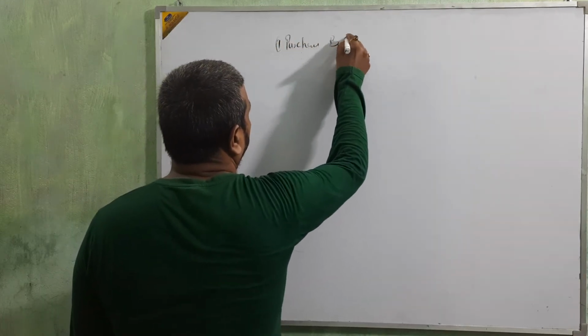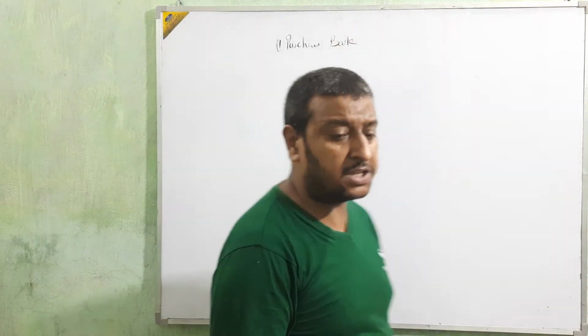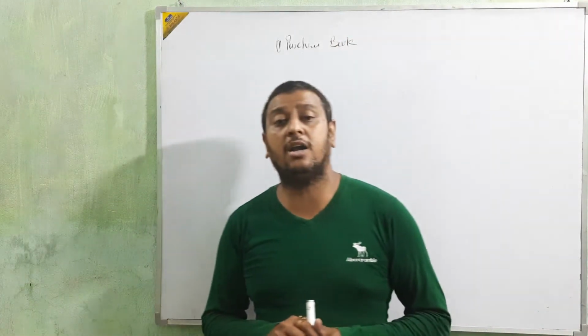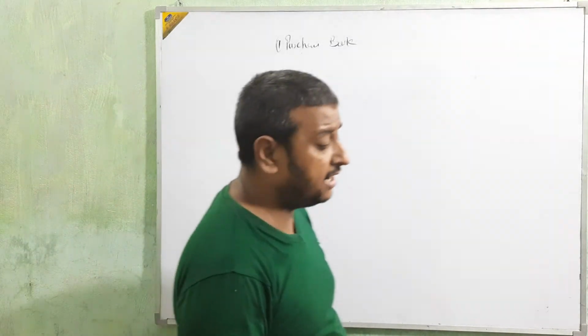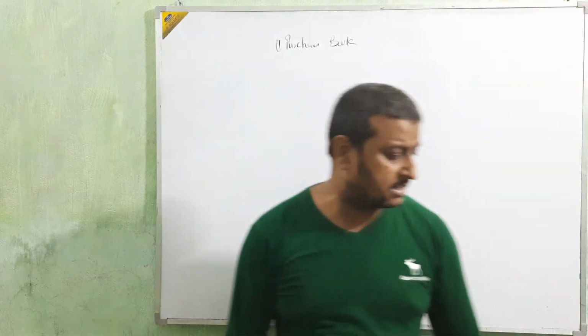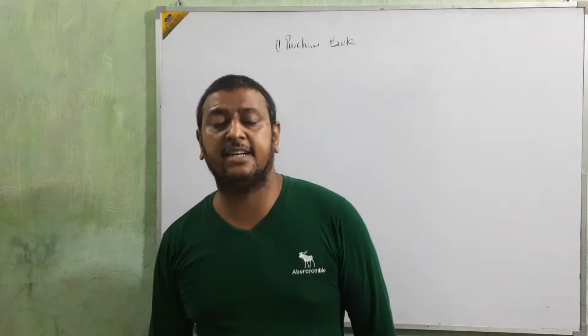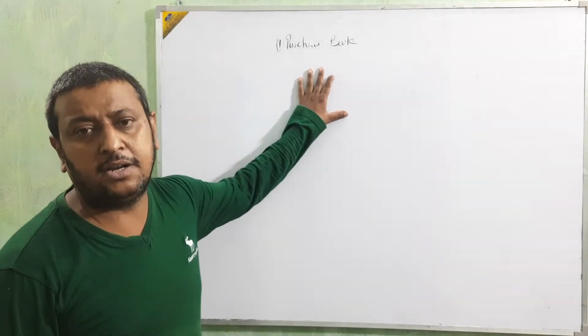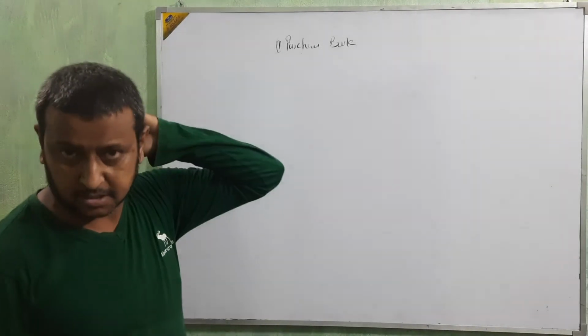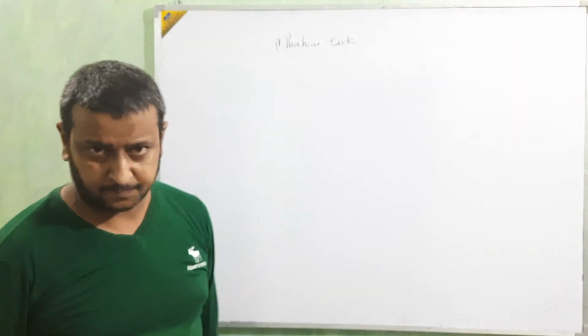Okay beta, in this subsidiary book first we are going to take purchase book. The book in which we are going to enter all credit purchases is called purchase book. Okay beta, in the purchase book we are going to enter all credit purchases.